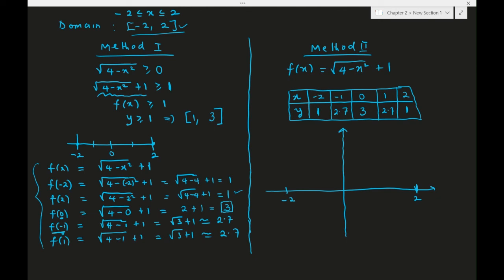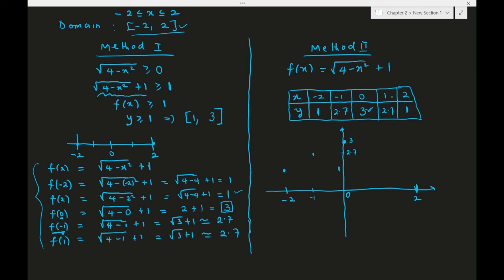So at minus 2, we are at 1. So at minus 2, we'll be somewhere here. So it means that this is 1. Then at minus 1, we are 2.7. So if this is minus 1, 2.7 is definitely greater than 2. So let's put it here, approximately 2.7. Now, at 0, we are where? 3. So remember, this is 0. So 3 is greater than 2.7. So let's say here.